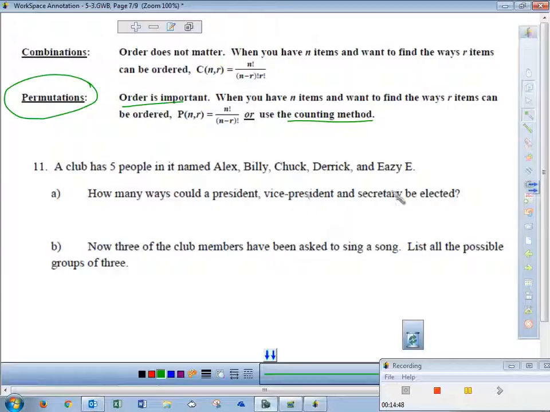Doesn't order matter? Like you're selecting a president, vice president, and a secretary. So order matters, counting method, permutation. So president, 5 people could be that, 4 people could do this, and 3 people could be the secretary.